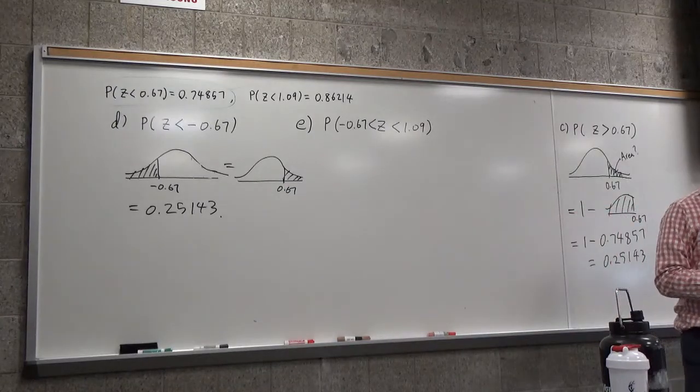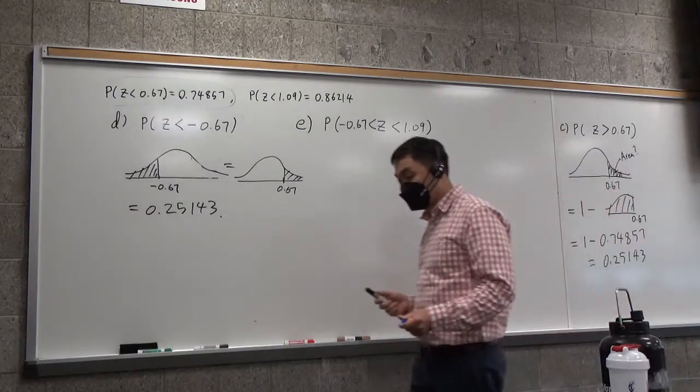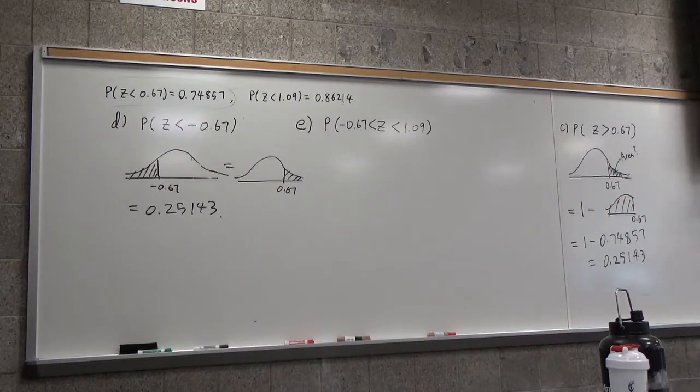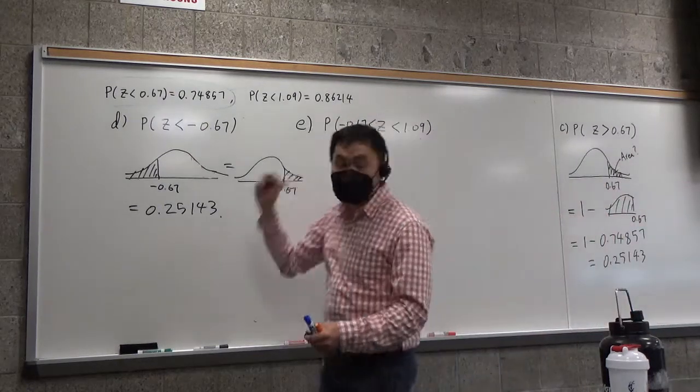Okay, what do you have? Is it 0.86241 minus 0.25143? Yeah, that's how you do it.